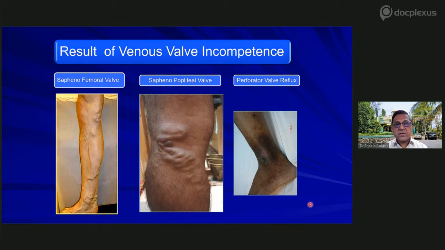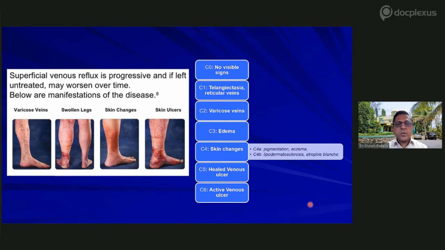Now, varicose veins is basically a progressive condition. It is never stable because increased pressure in the vein over a period of time will give rise to problems. Initially, a patient may have simple varicose veins. Later on, he'll develop swelling of the legs. With increased pressure and time, there'll be skin changes, especially around the ankles and the lower legs. And lastly, the patients will land up with skin ulcers.